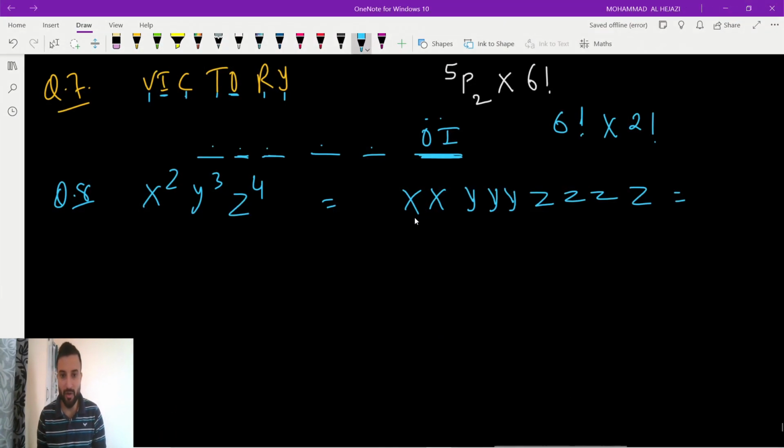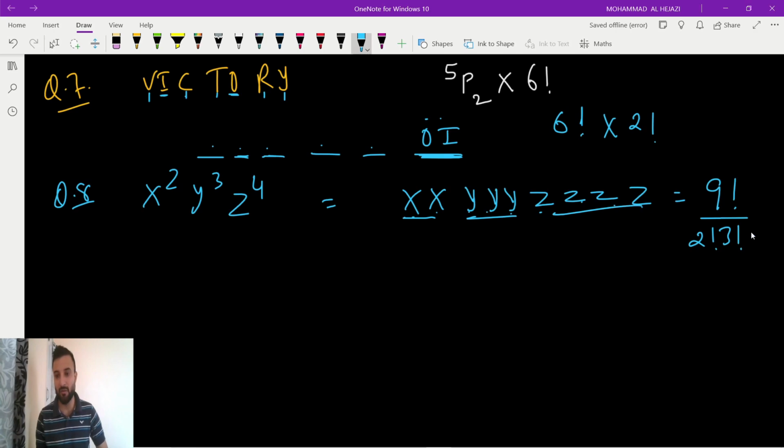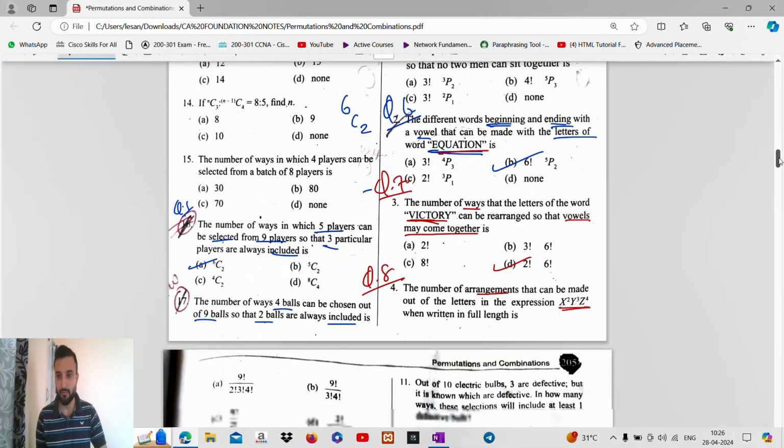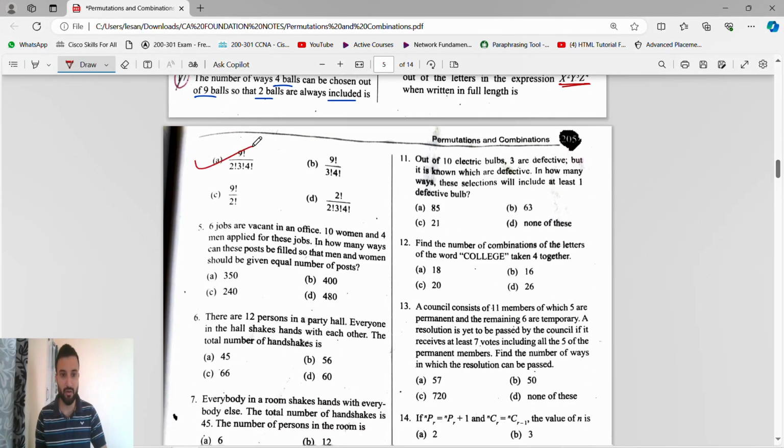So how many letters? 1, 2, 3, 4, 5, 6, 7, 8, 9. So 9 factorial divided by, obviously, in a permutation what is repeating we write in the denominator. x is repeating 2 times, so 2 factorial. y is repeating 3 times, 3 factorial. z is repeating 4 times, 4 factorial. So let's see the option. Yes, 9 factorial divided by 2 factorial into 3 factorial into 4 factorial.